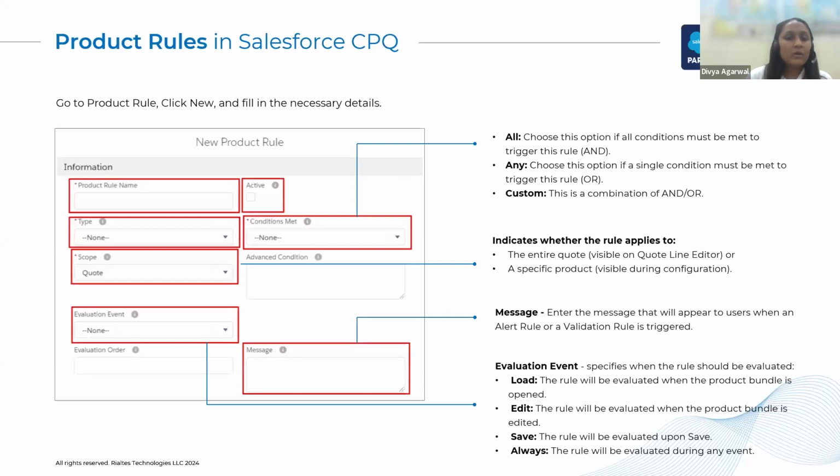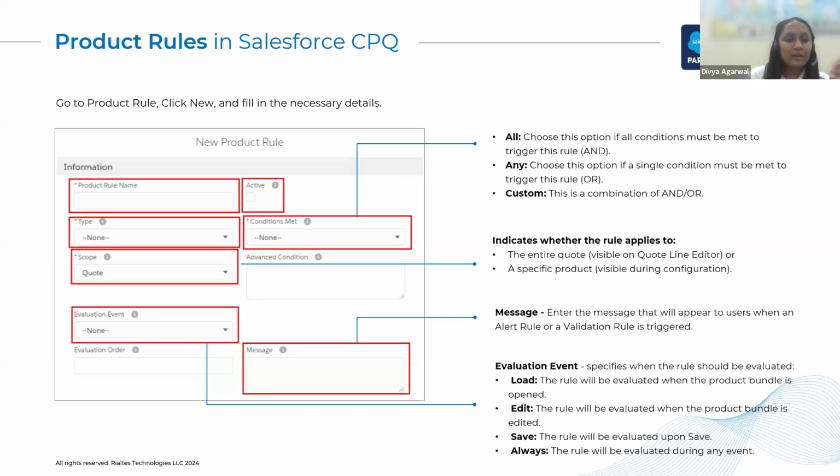So we have to go to the product rule tab, click on new, and enter the name. Again, we have to make it active, otherwise this will not work in the code line editor. That was tip number 3. Now we have conditions met set to all. Then we have scope. This is the basic screen I have taken; I will go into the example. There I have chosen the scope as product because I am applying this rule to a product called iPad Pro. Then we have the evaluation event.